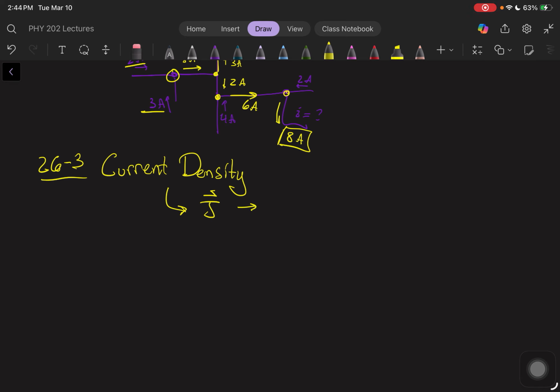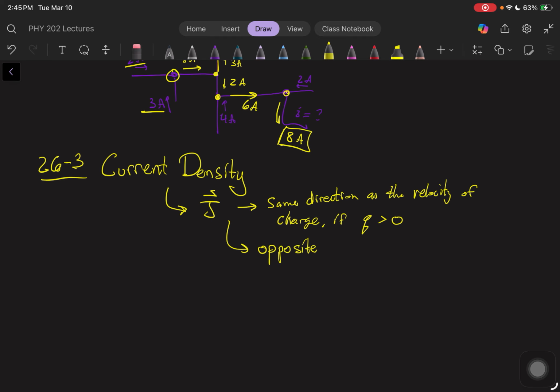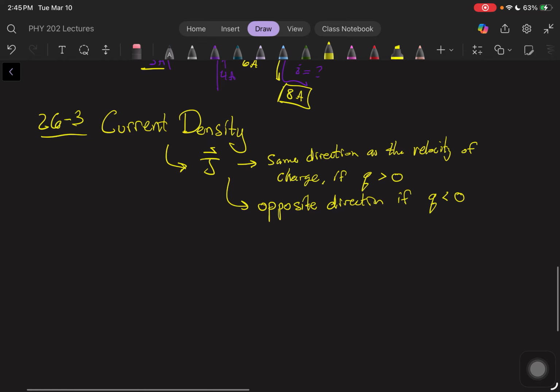And so this is going to have the same direction as the velocity of charges. I'll just put charge. If the charge is positive. And opposite direction if negative. Right, and because again we're just talking conventional currents.